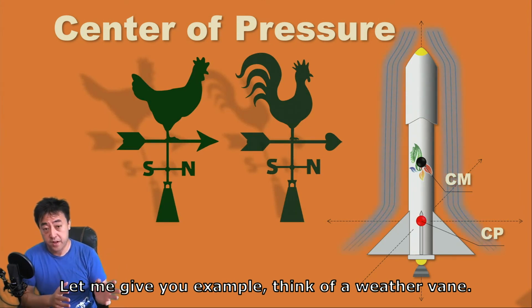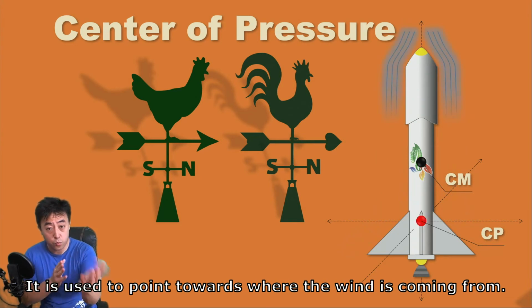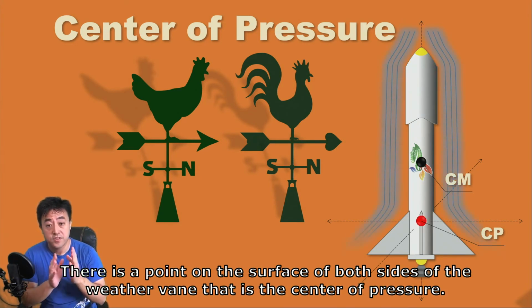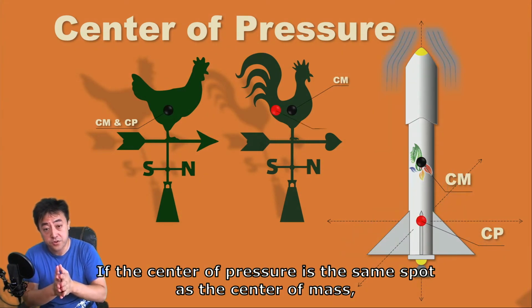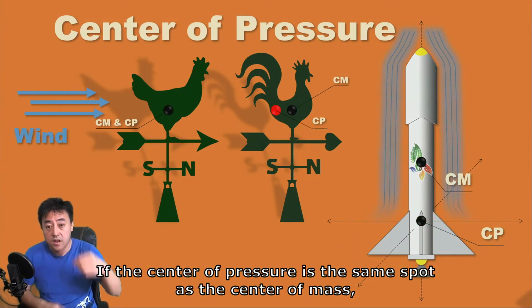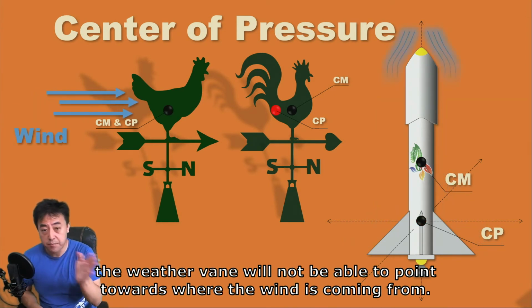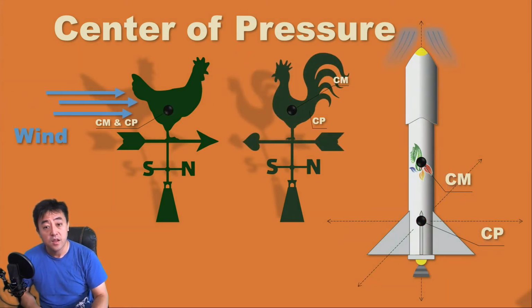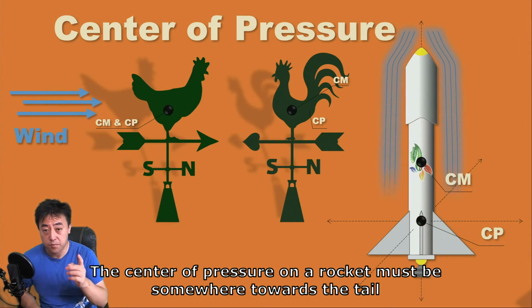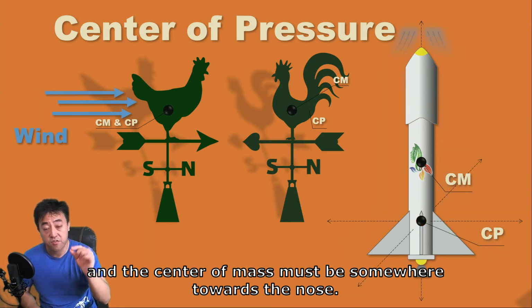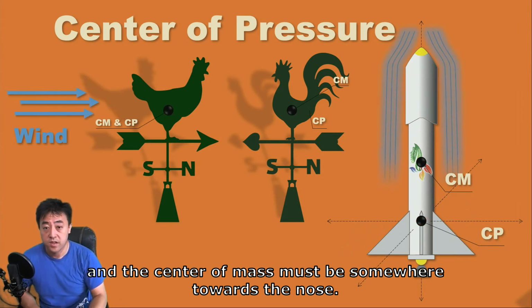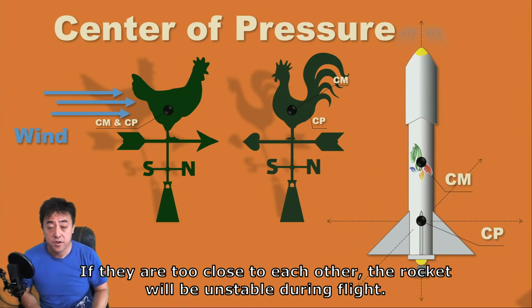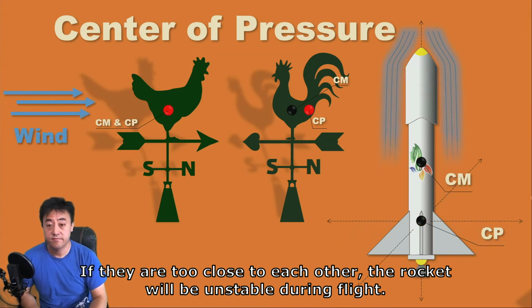Think of a weather vane. It is used to point towards where the wind is coming from. There is a point on the surface of both sides of the weather vane that is the center of pressure. If the center of pressure is the same spot as the center of mass, the weather vane will not be able to point towards where the wind is coming from. The center of pressure on a rocket must be somewhere towards the tail, and the center of mass must be somewhere towards the nose. If they are too close to each other, the rocket will be unstable during flight.